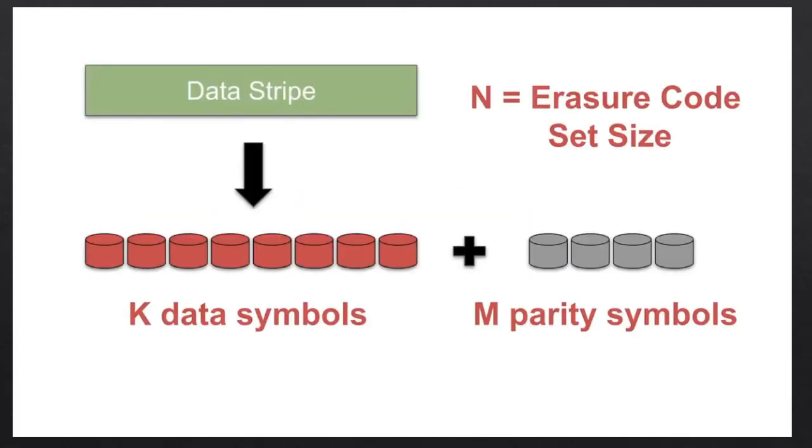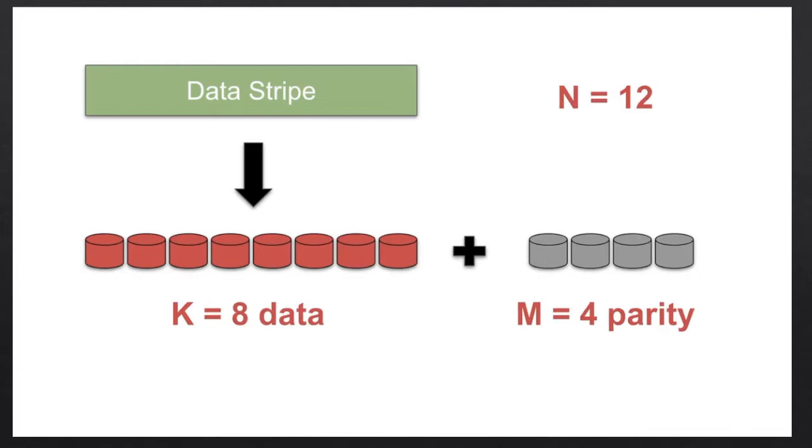If you talk to an expert about erasure codes, they'll use terminology that can appear intimidating, but it's actually really simple. They use terms like symbols, N, K, and M. In the case of data storage, these symbols stand for erasure code set size, data, and parity. An erasure code set size of 12 with 8 data and 4 parity is represented as N equals 12, K equals 8, and M equals 4.